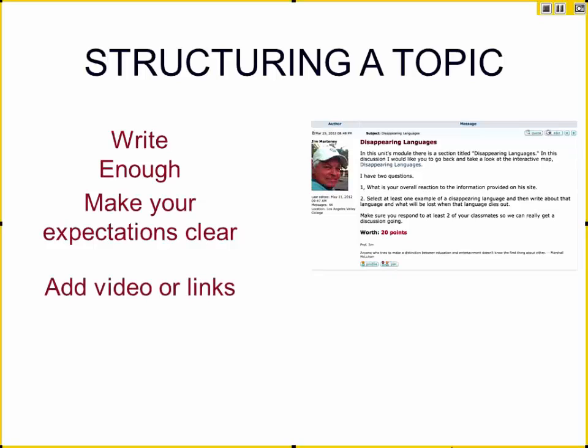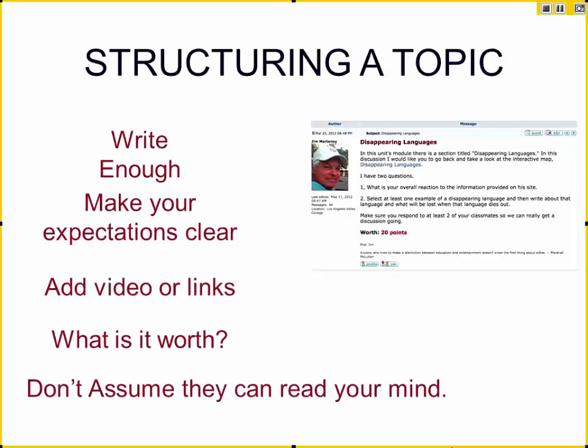Add videos. You should be able to embed videos into your discussion. I had one of my colleagues put in a video pro and con on one of the propositions in California a few years ago. Had both videos in the discussion and wanted them to respond to which one they liked the best, why, what arguments there were, and so on. So you can embed that sort of thing. That brings it alive. You may have links to some other page. What's it worth? How many points is it worth?